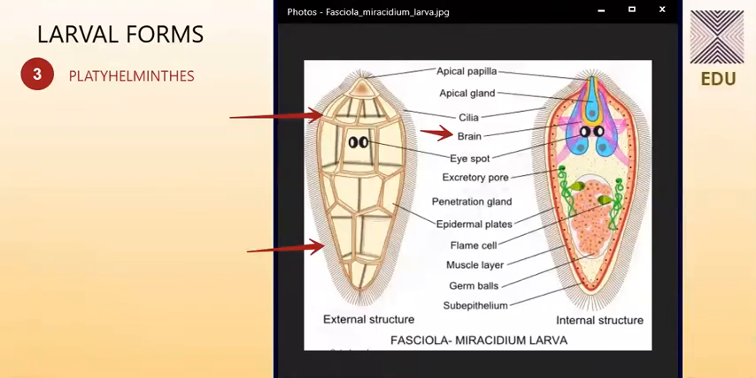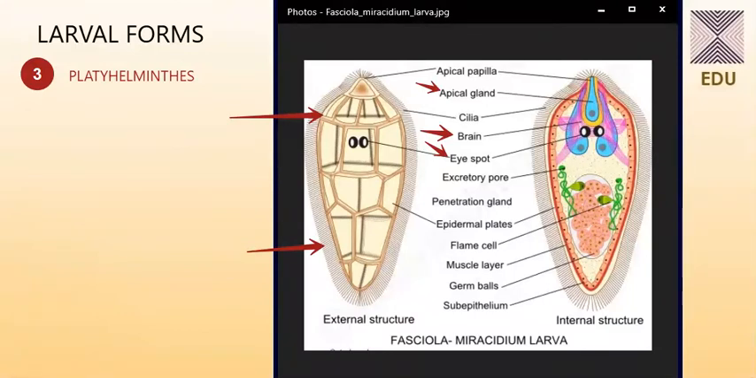The next very important thing are the eye spots which are present in the Miracidium. The next important thing is the apical gland present on the tip of this particular larval form, as this gland will secrete some penetration kind of fluid, which will dissolve the shell of the snail.